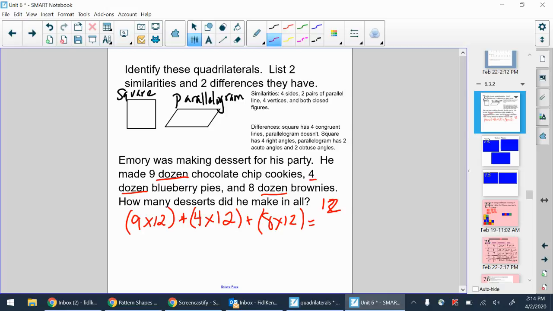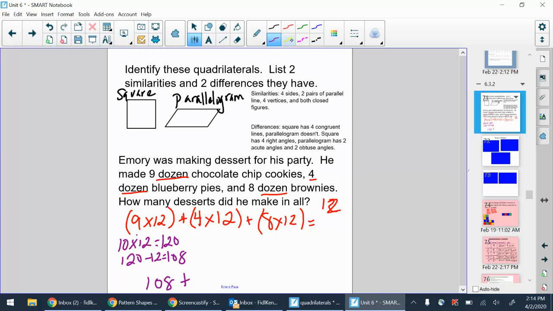Now, there's lots of different ways that you could solve these problems. One thing I like to do whenever I'm multiplying by 9 is I like to actually multiply by 10. So if I do 10 times 12, I'd get 120. And then I'm going to take away one group of 12 because I was only supposed to use 9 groups and I used 10 groups. So I have one group too many, so I'm going to subtract that. And if I do 120 minus 12, I'm going to get 108. So Emery made 108 cookies.